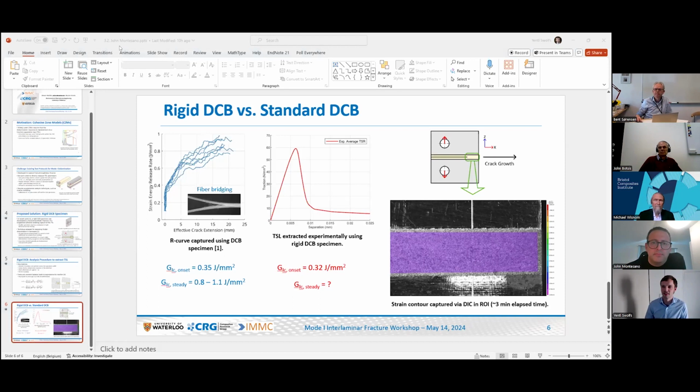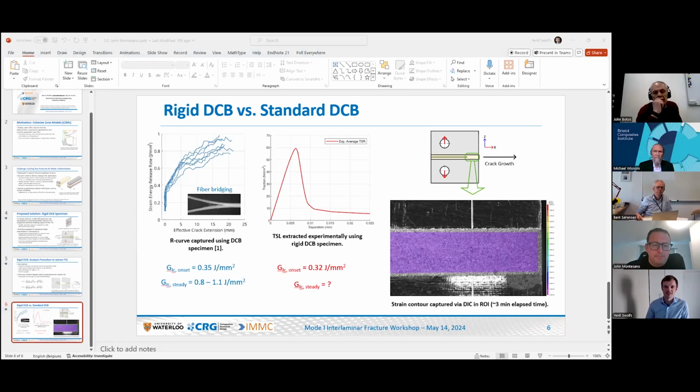Just a comment. John Botsis? Yes, I think in this test configuration, you don't have enough ligament to develop steady state, right? And I think it's not a drawback, but this testing configuration cannot take you to the steady state. Is it correct? Yes, John, you're correct. And this is one of the first main iterations for this particular test specimen. We have to investigate a larger ligament length, and whether that means increasing the full specimen length or maybe decreasing the pre-crack length to accommodate that.